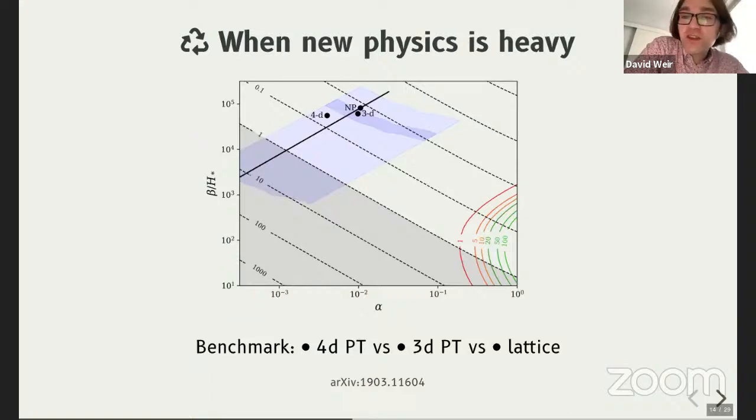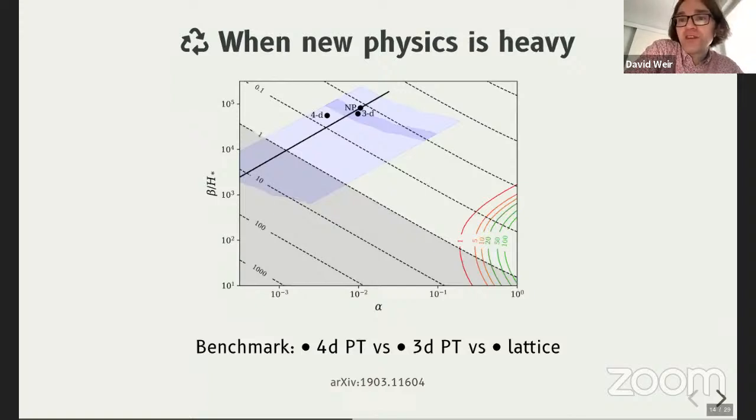The other thing you can see here is a benchmark point. The NP here shows what you get if you study the physics of some BSM theory with extra heavy physics with lattice simulations, then 3D here is if you do perturbation theory after having done dimensional reduction, and the 4D point here is if you do just standard 4D perturbation theory.